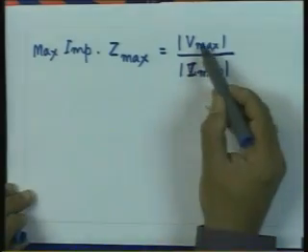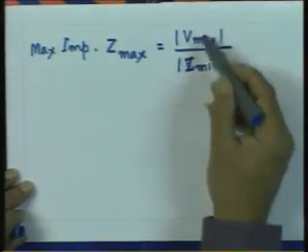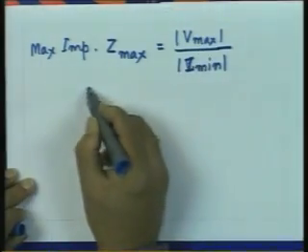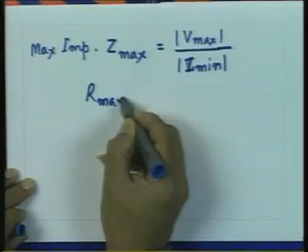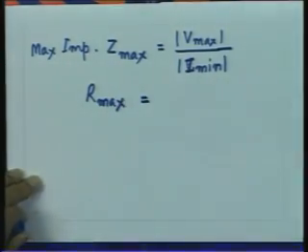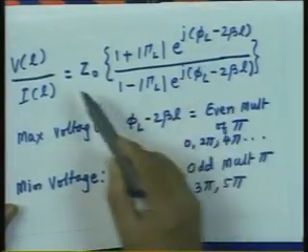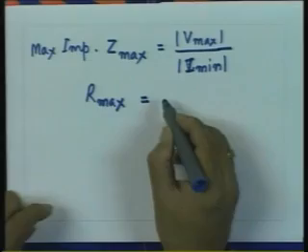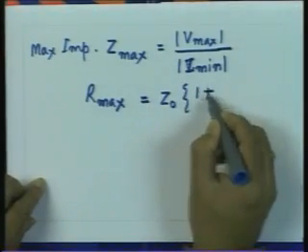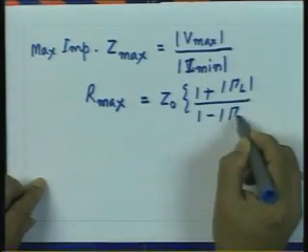And since we have seen that when you have the voltage maximum and current minimum, the phase difference between them is 0, this quantity is a real quantity. So, Z max is nothing but R max, a resistive impedance, and if I substitute this equal to plus 1, I will get Z naught into 1 plus mod gamma L divided by 1 minus mod gamma L.